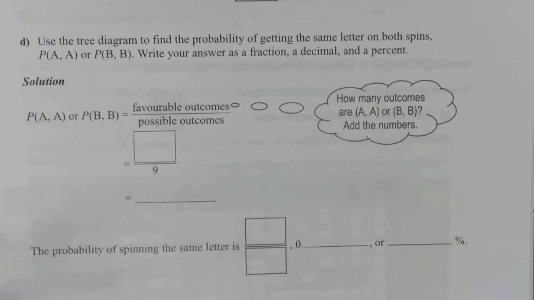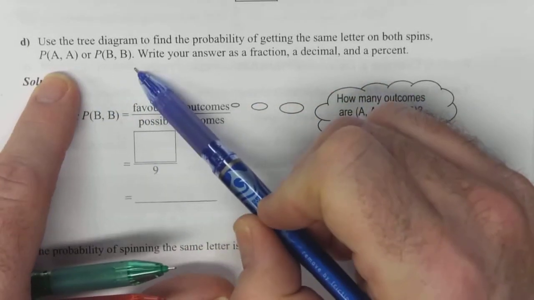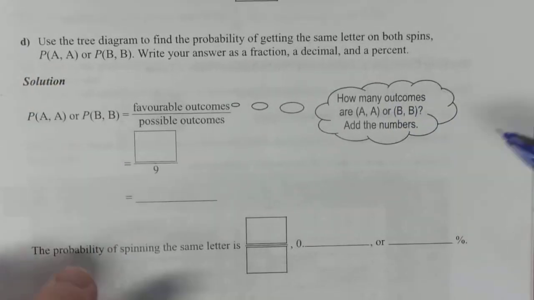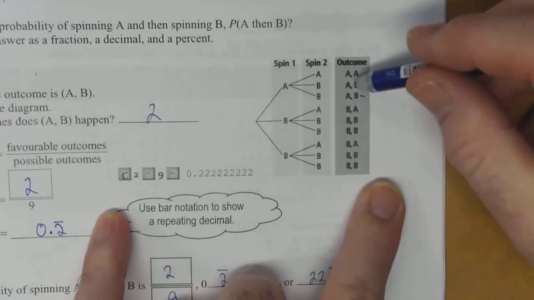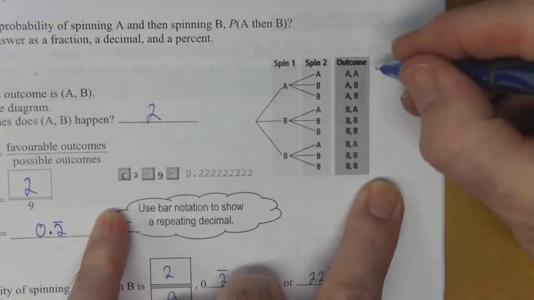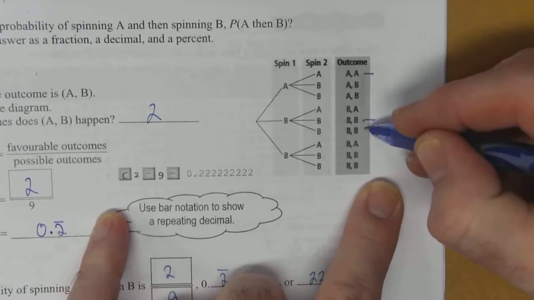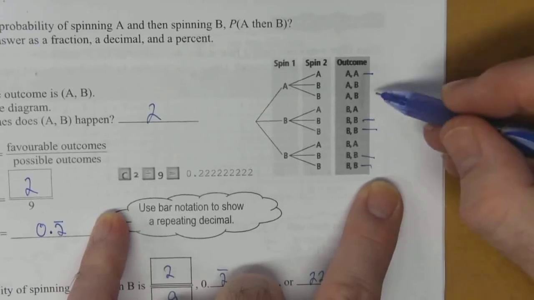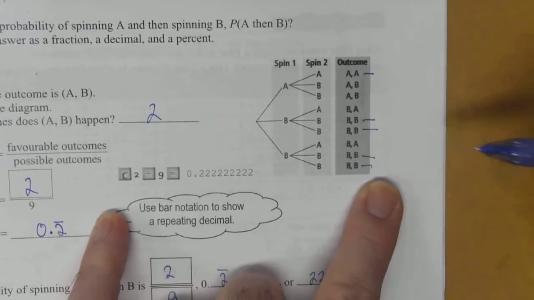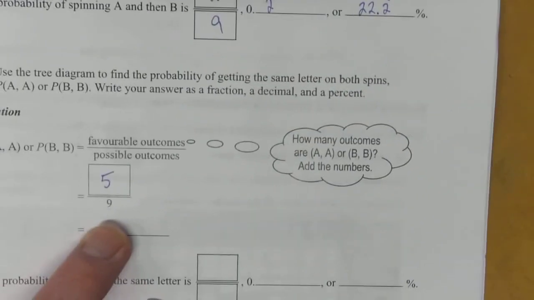D, use the tree diagram to find the probability of getting the same letter on both spins. So either A both times or B both times. Write your answer as a fraction, decimal, and percent. Well, let's go back to this. Both being the same. I'll just erase that. So AA was a possibility. Those are different. That BB is a possibility, so those both are favorable. And those are both favorable. So I've got 5 ticks here. So there are 5 favorable outcomes on that.